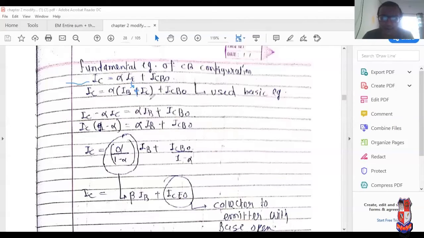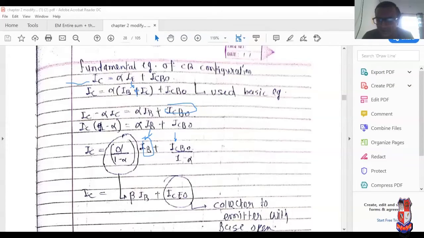IE equal to IB plus IC plus ICBO. So IC bracket (1 minus alpha) equals alpha IB plus ICBO. So IC equal to alpha upon 1 minus alpha into IB, see, this is the IB, plus ICBO upon 1 minus alpha. ICBO means what? Leakage current due to common base configuration.